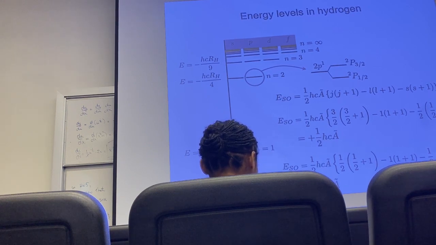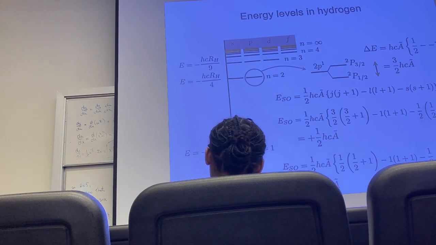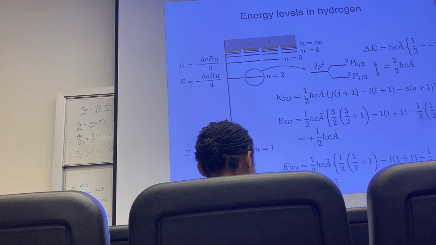So if I calculate the difference between the two, I have to do this. HCA 1/2, which is the value from this, minus this value. Okay? Of course, it's minus now because it's a negative value. So the total value then is this, 3/2 HCA. That is the splitting energy due to the coupling of spin and orbital angular momenta in hydrogen. This is the same value as was presented in lecture 14. The same value was presented there.